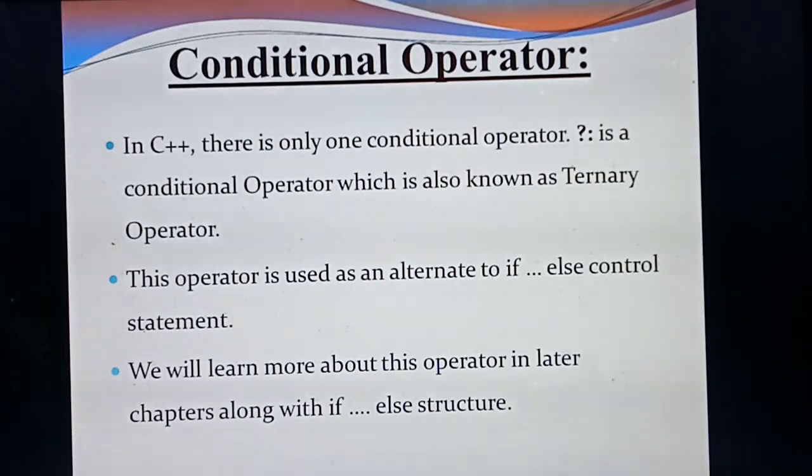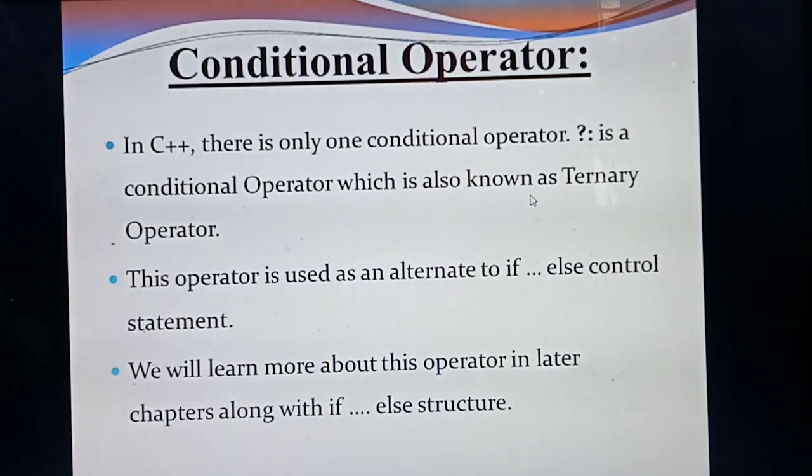One more question, again and again I am telling: what's the other name of the conditional operator? Ternary operator. In C++ there is only one conditional operator. What's the symbol you use for it? Question mark colon. So the other name of the conditional operator is the ternary operator. This operator we can use instead of if else.